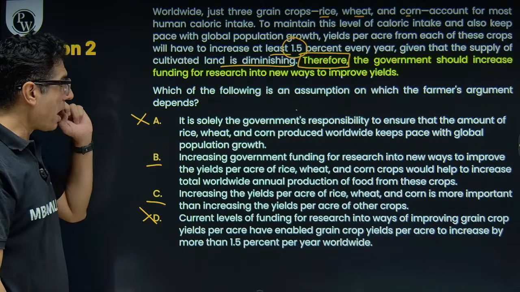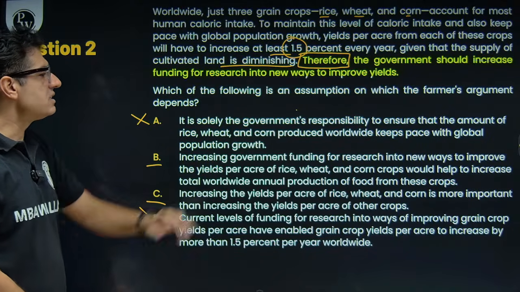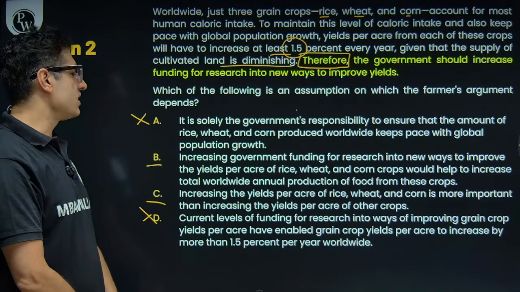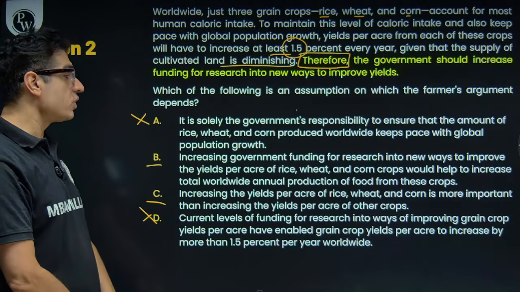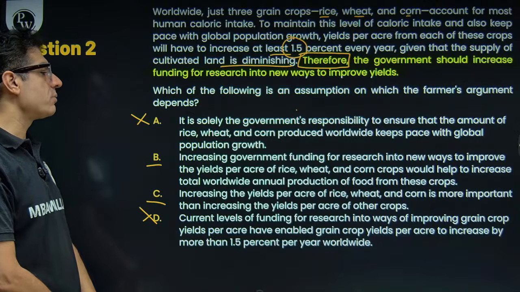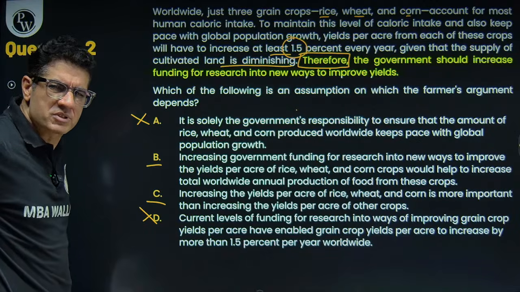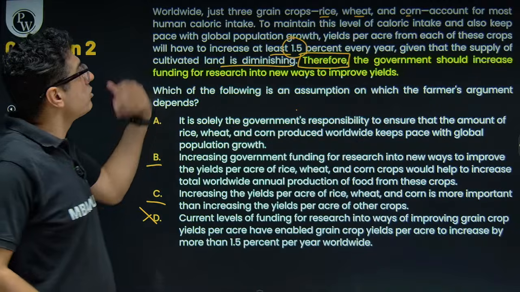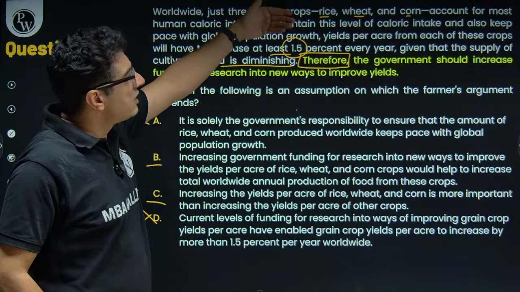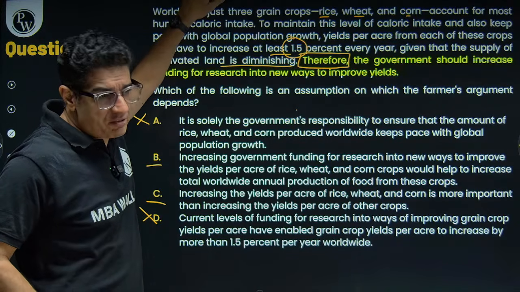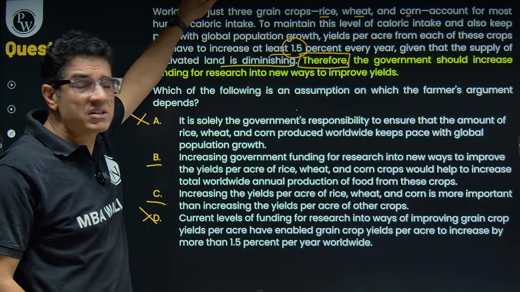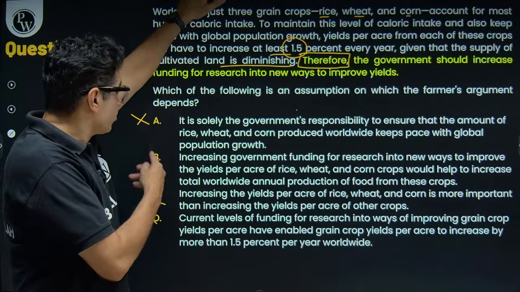Okay. So let's look at B. Increasing government funding for research into new ways to improve the yields per acre of rice, wheat and corn crops would help to increase total worldwide annual production of food from these crops. So we want to increase the yield per acre, we want to increase the availability of the grain, and we believe that therefore government should invest in research. Our assumption is government research can help us achieve that aim. So B is definitely true.